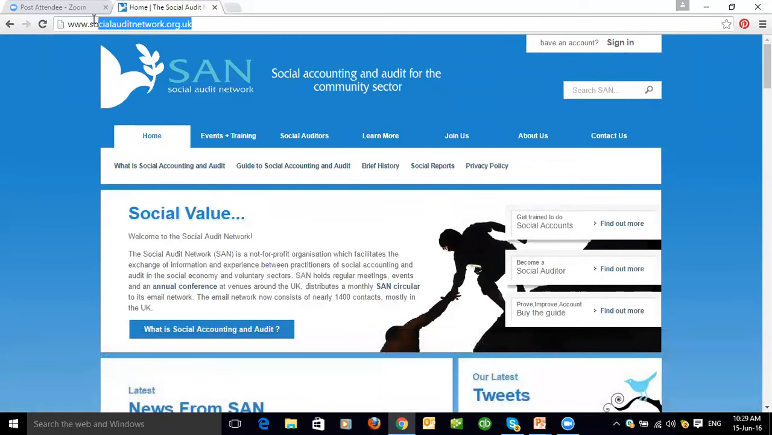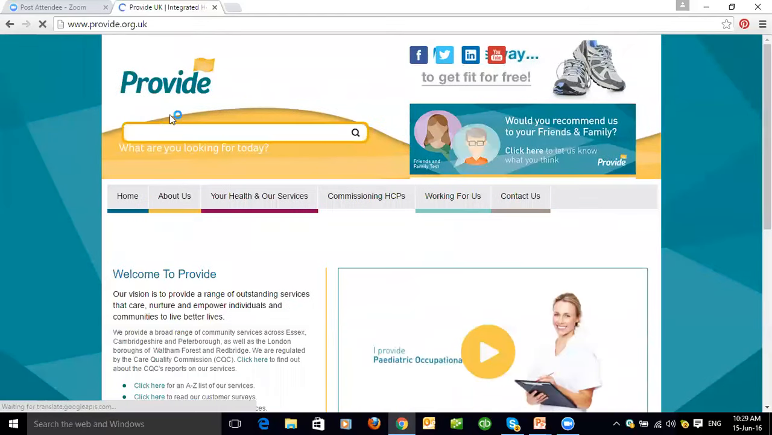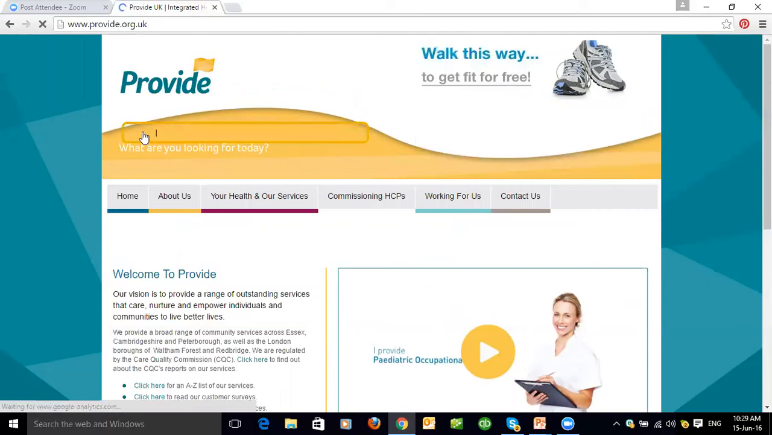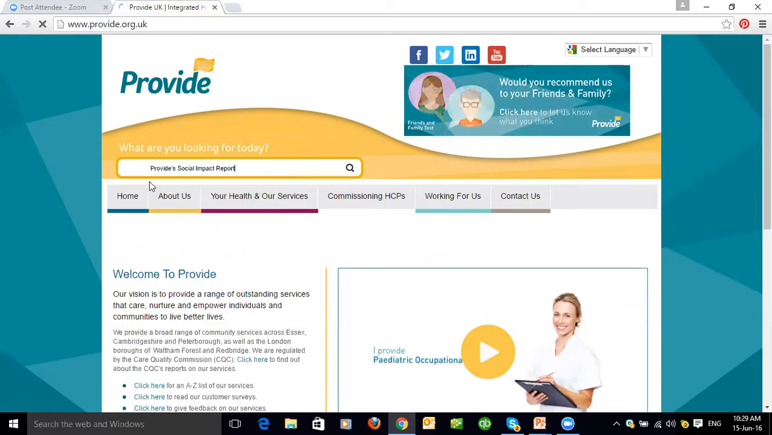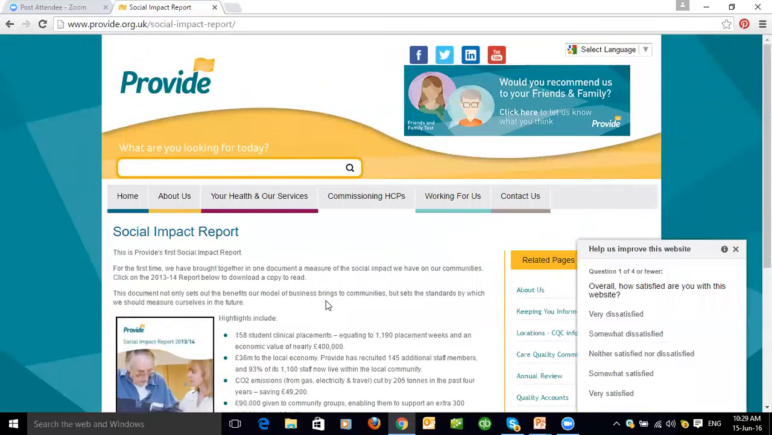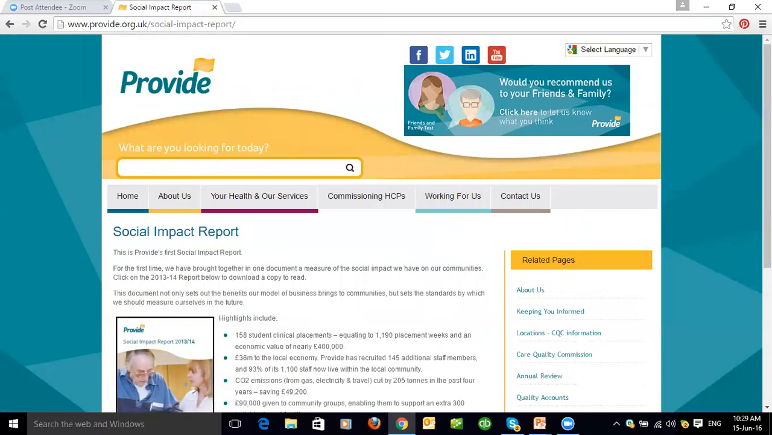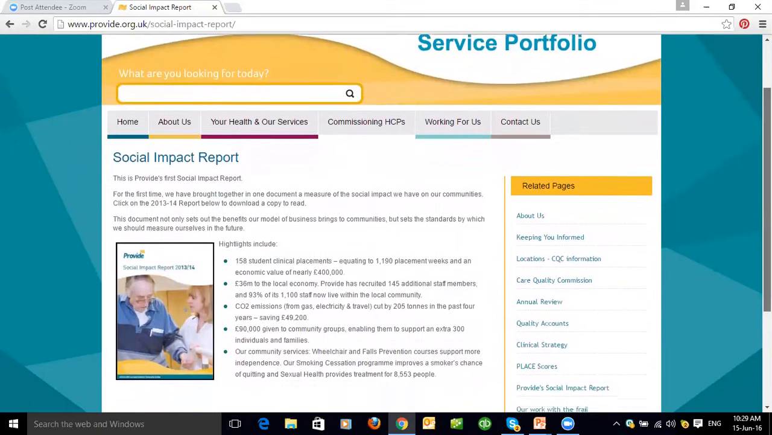The final thing that I want to show you is an example of one of the reports that I've done for an organisation called Provide. So let's just type in Provide Social Impact Report. Provide is a community hospital. They spun out from the NHS about 3-4 years ago, and one of the things they decided they wanted to do was a social impact report.